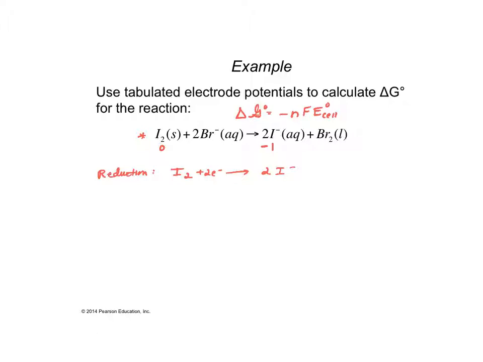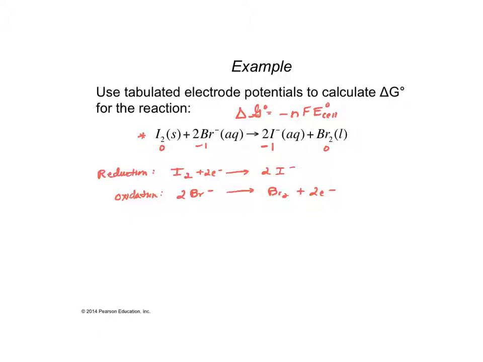So for this half reaction, it's I2 plus 2 electrons going to 2 I minus. Then on the other hand, for bromine, we have a -1 here, and we have a 0 over here. So bromide is being oxidized. Oxidation. So we've got 2 Br minus going to make a Br2. And again, same type of concept. Each Br is losing an electron. There are 2 Br's overall, so we're losing 2 electrons.